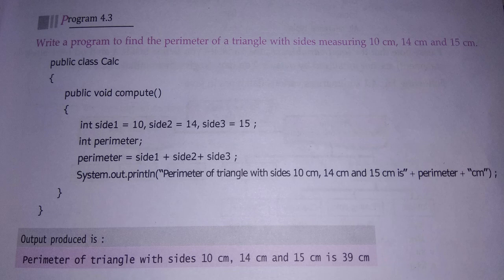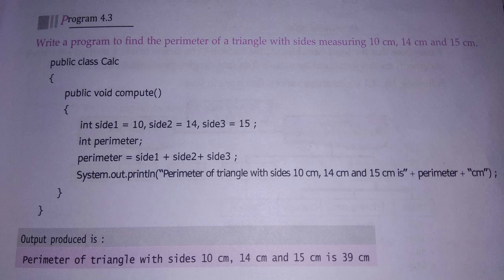This is the calculation part, but the printing part is also important, so we will use the method System.out.println. Now I will give the statement which I have to print as it is. This message: perimeter of triangle with sides 10 centimeter, 14 centimeter and 15 centimeter is. So this message as it is I have to print, so I will write this completely in double quotes. Now I will print the value stored in the variable perimeter after the calculation. So I will print perimeter.